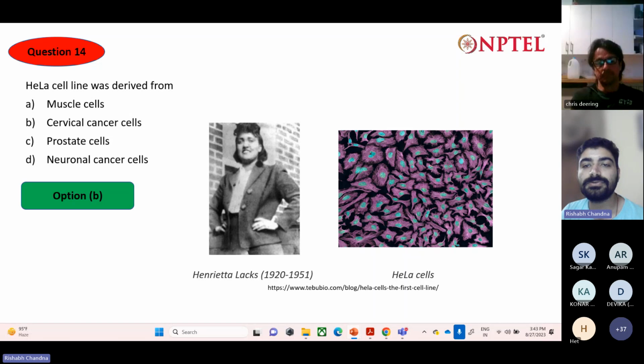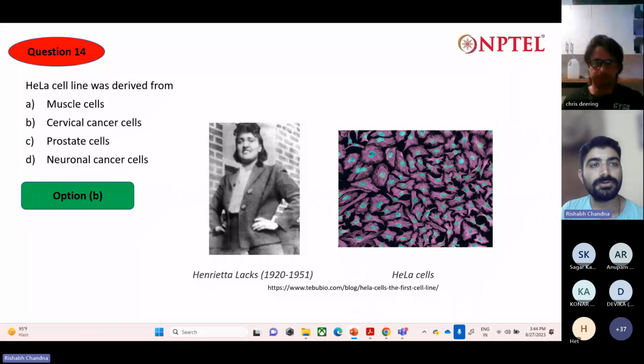It has been used widely around the globe for many studies, especially cancer studies in therapeutics. This is the major cell line that you'll find in any of the cell culture labs that are working on any disease model. Okay.